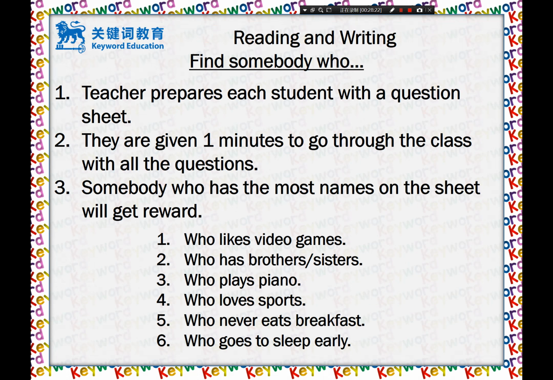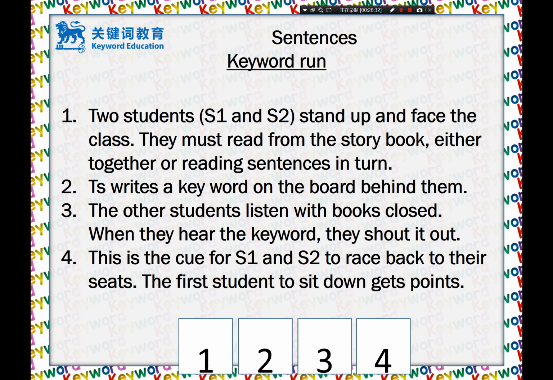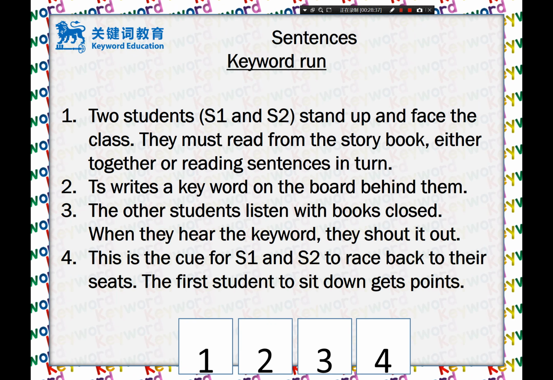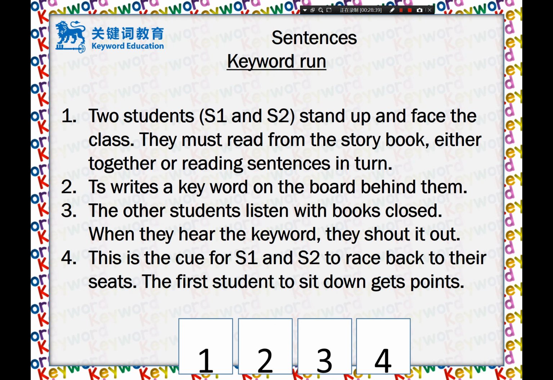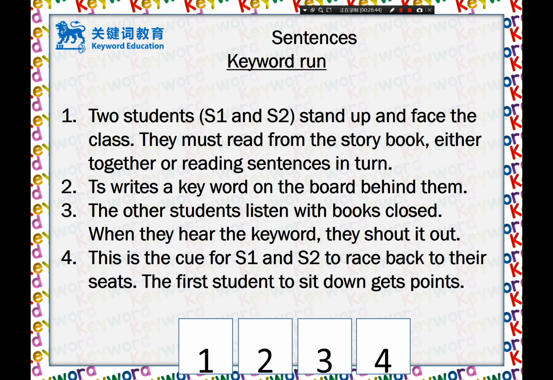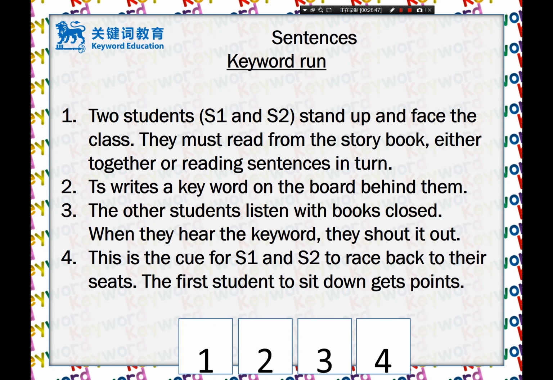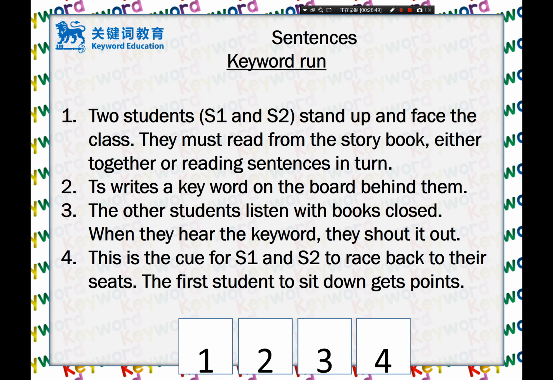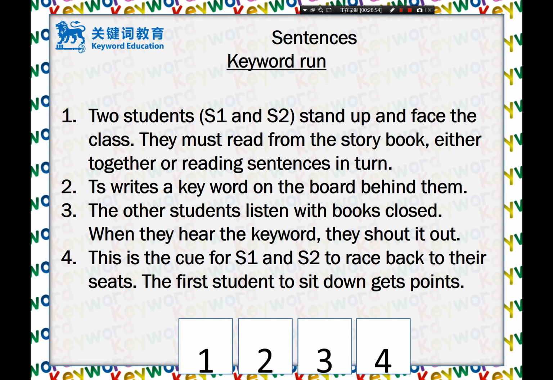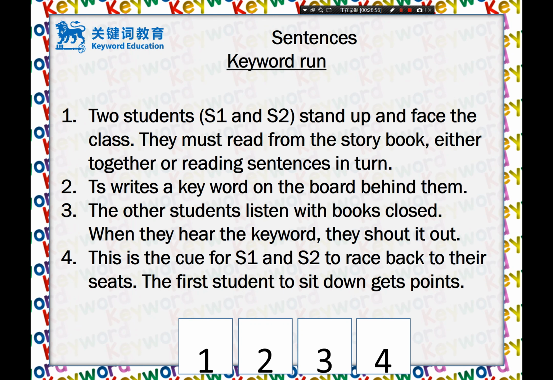So they will stand with their backs to the board. The teacher would write one keyword on the board while students start to read the story. When they read the word that the teacher wrote on the board, the rest of the class will shout out the word very loudly. Once the classmates shout out the word, these 2 students have to run back and sit down. Whoever is faster wins the game and gets a point.